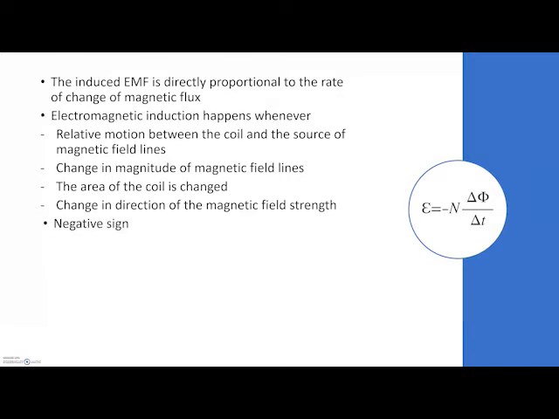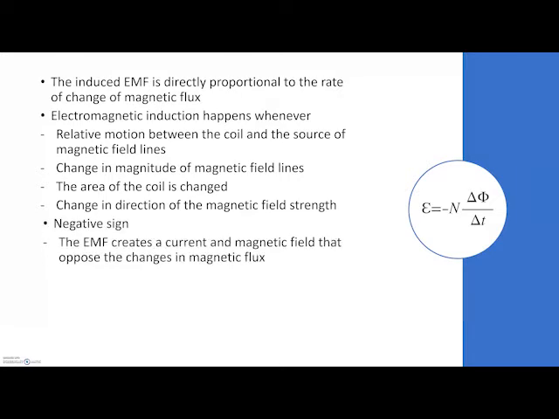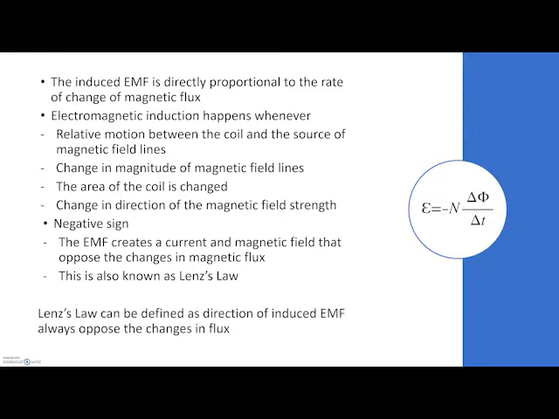The negative sign in the formula means that the EMF creates a current and magnetic field that oppose the changes in magnetic flux. This is also known as Lenz's law. Lenz's law can be defined as: the direction of the induced EMF always opposes the changes in flux.